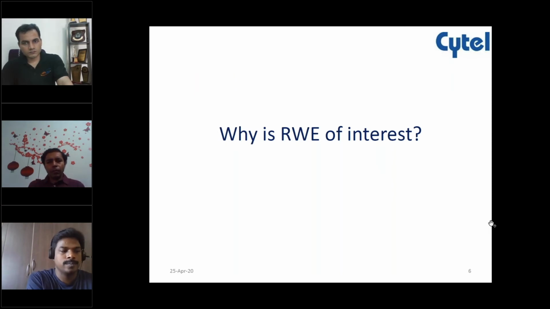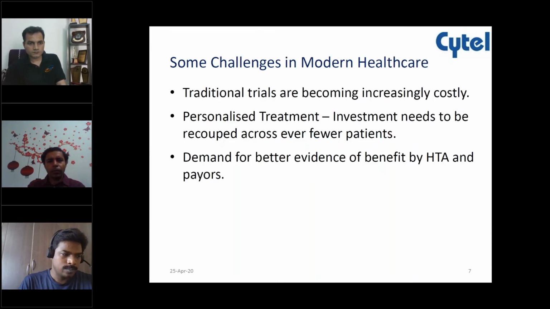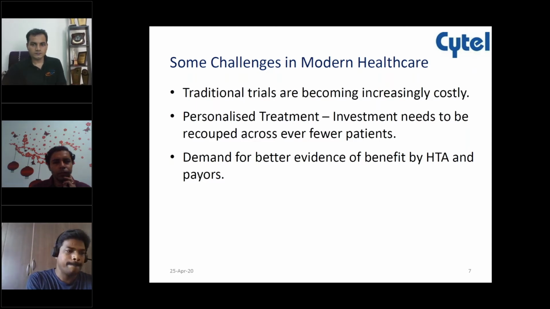So now that we understand a little about what real-world data and real-world evidence is, the next question is, why is this of interest to us? To understand that well, we need to appreciate some challenges in modern healthcare. The first one is that clinical trials are becoming costlier. A common figure quoted is that it costs over $1 billion over the life cycle of development of a drug. That is a major investment.